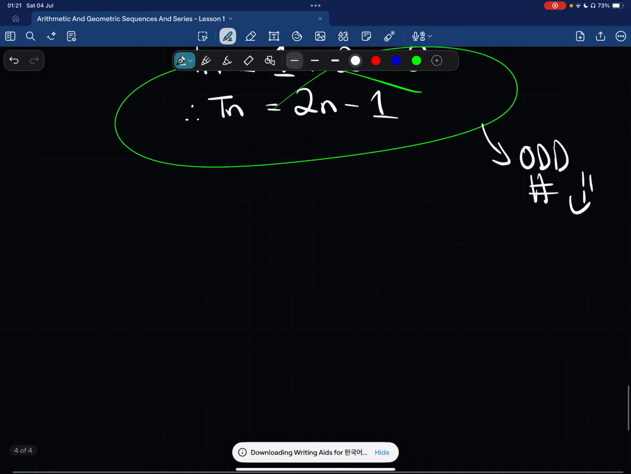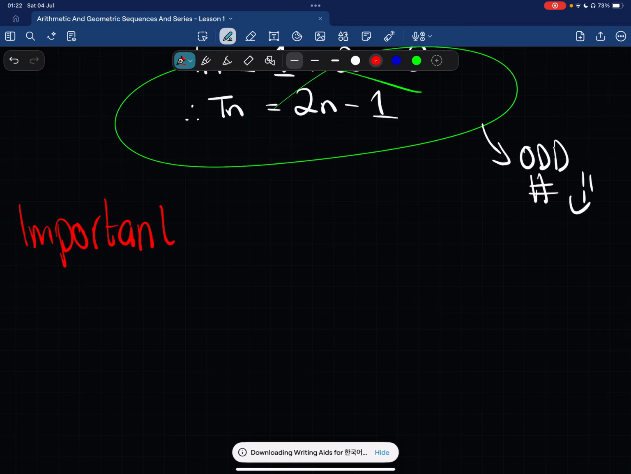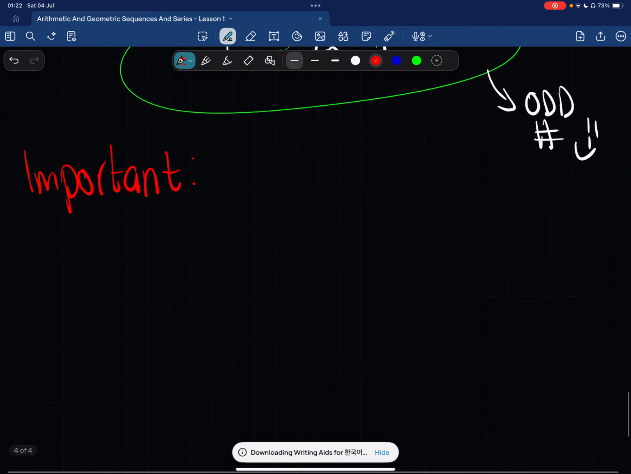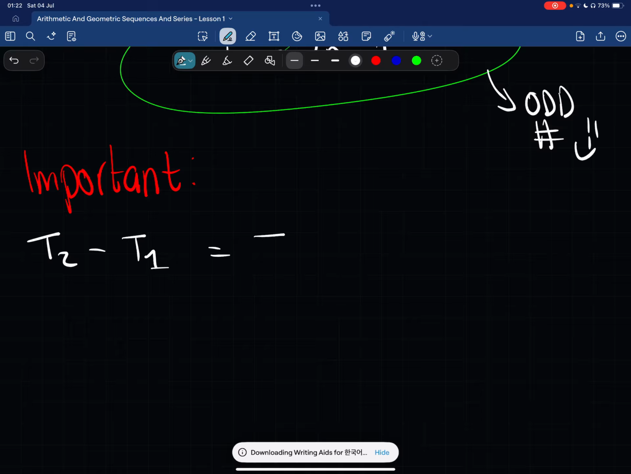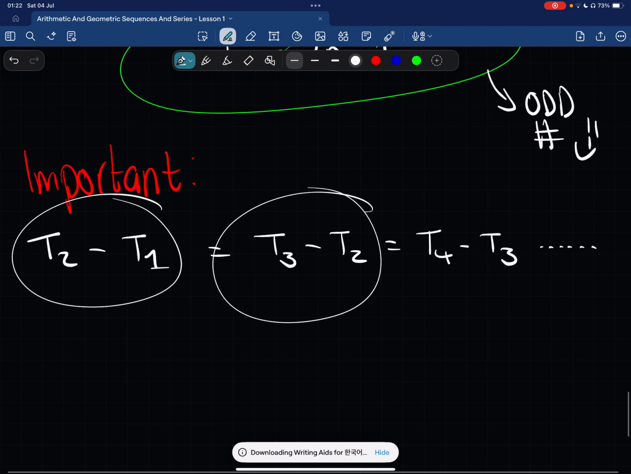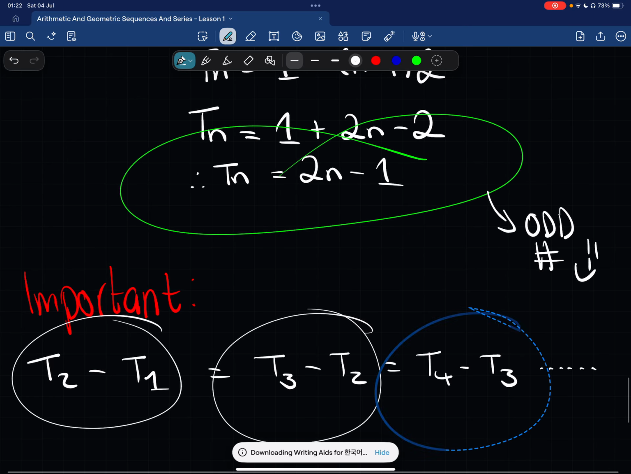A very important property to know for our arithmetic sequences is this. T2 minus T1 is always equal to T3 minus T2, which is always equal to T4 minus T3, and so on and so forth. These are all equal, and this is what generates our constant difference.